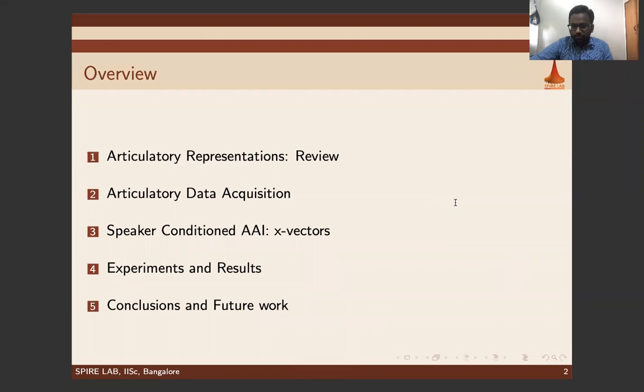These are the content of my presentation. First, I will present a brief overview of articulatory representations and their applications. Then the dataset collected at our lab for this work, followed by the proposed approach. Then I will discuss the experiments and results.